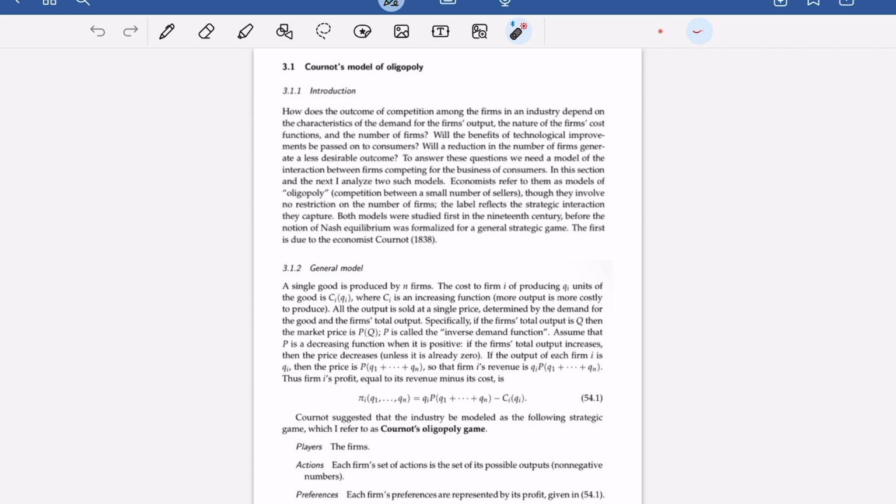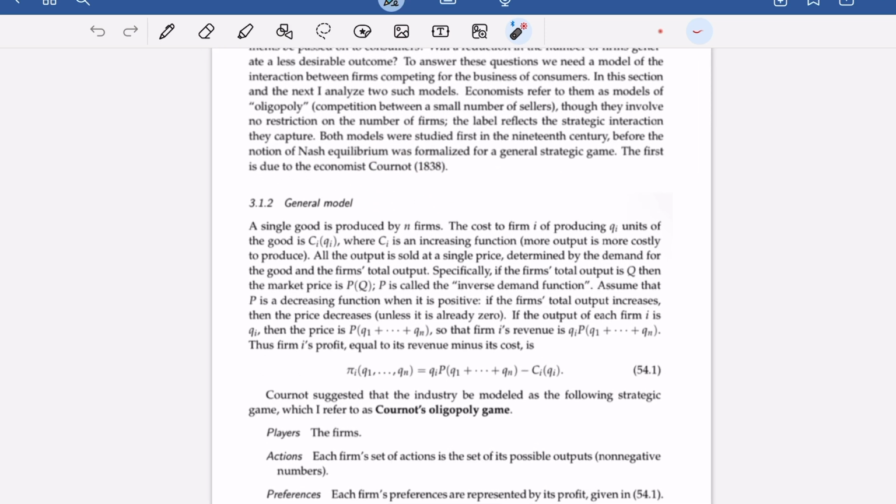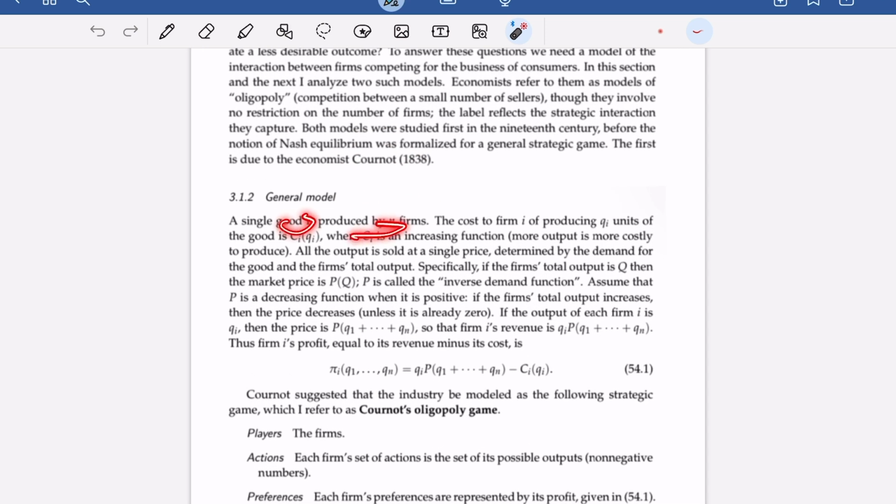A common problem in economics is the outcome of the competition between different companies, different firms. The first model is created by Cournot, where let's say we have a single good produced by n firms, and the cost of the firm of producing Qi is CiQi.